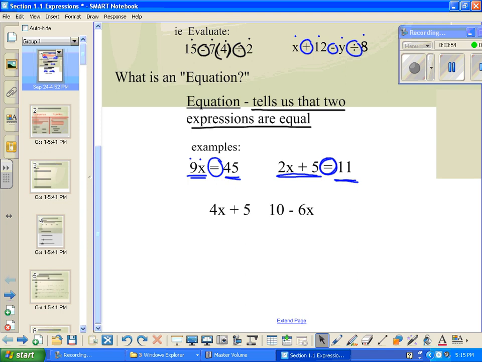One more example of this. Look at these two expressions here at the very bottom. 4x plus 5, that's an expression. 10 minus 6x, that's also an expression. Those are just two expressions by themselves. An equation says that these two expressions would be equal to each other. So 4x plus 5 is equal to 10 minus 6x. So this is what makes it an equation, this equal sign that ties those two sides together.